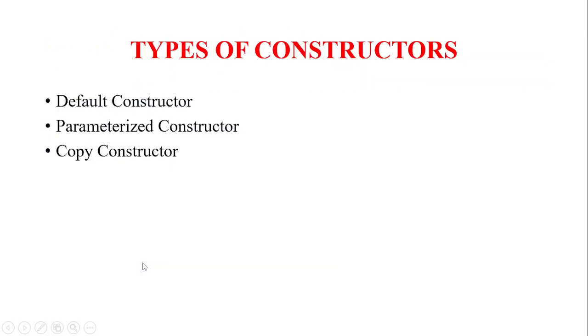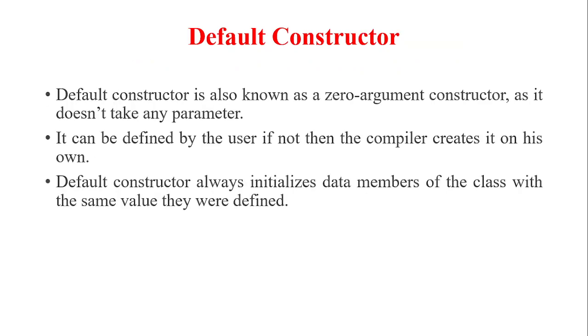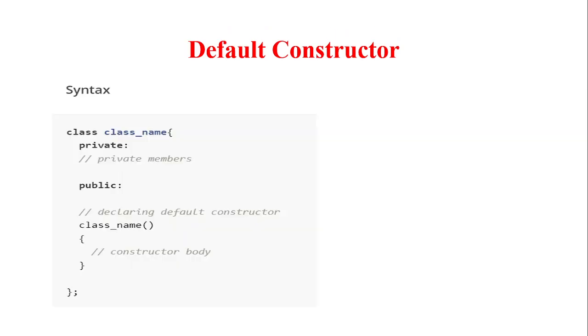There are three types of constructors basically: default constructor, parameterized constructor, and the copy constructor. Let us see default constructor. Default constructor is also known as zero argument constructor as it doesn't take any parameter. It can be defined by the user. If not, then the compiler creates it on its own. Default constructor always initializes data members of the class with the same value they were defined.